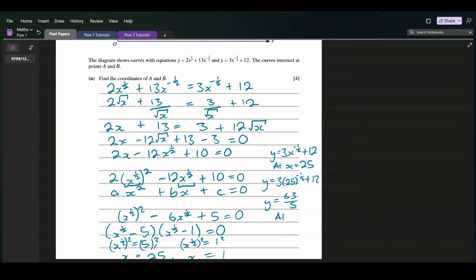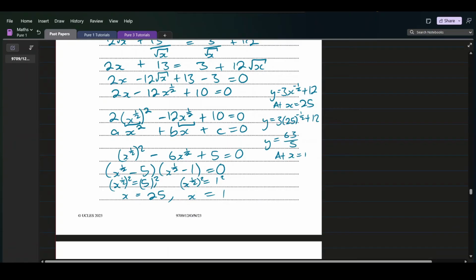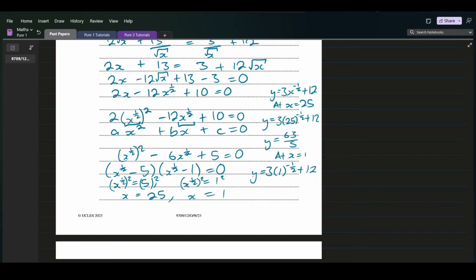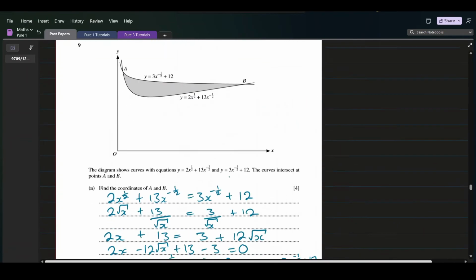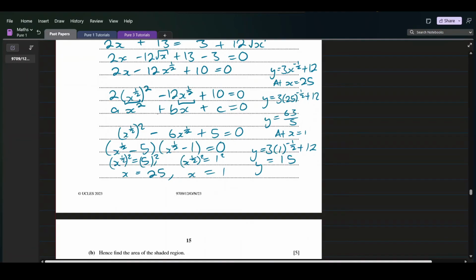And then let's evaluate at x is equal to 1. At x is equal to 1, this would be y is equal to 3 times 1 to the negative half plus 12. This would simplify to give us 15. And so it means the coordinates of A and B, let's check which one comes first. So A comes first, so A would have the coordinates (1, 15), and then B would have the coordinates (25, 63 over 5).